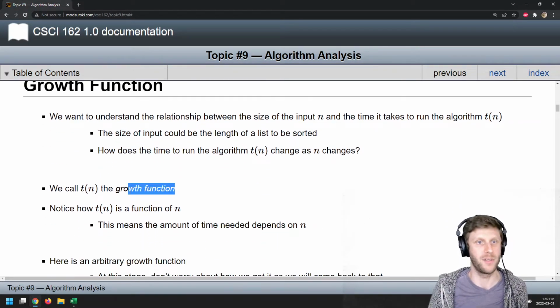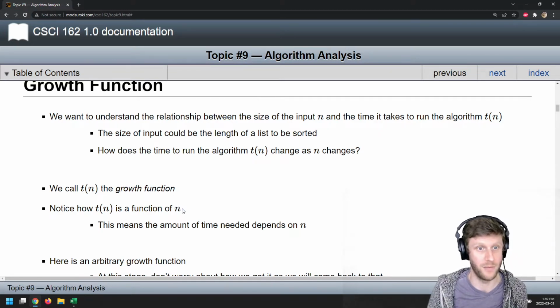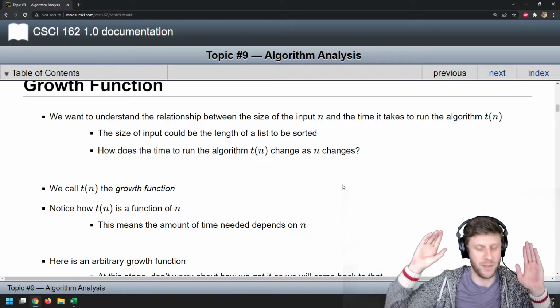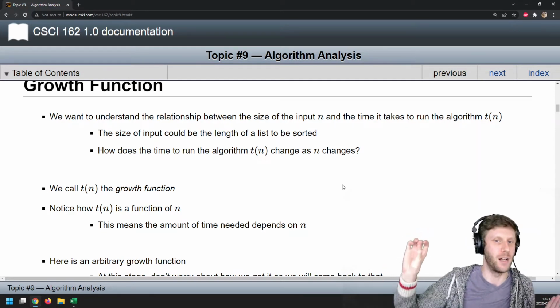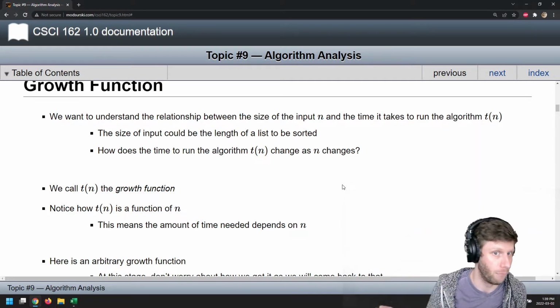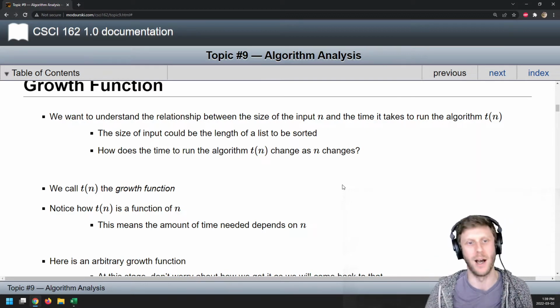So we call this the growth function. Notice how t of n is a function of n. This means the amount of time needed depends on n. Remember, these aren't absolute run times. These are how long is it going to take on some arbitrary input size of size n? And how does that change as n changes? This is the key thing I want to emphasize, because a lot of people, when they learn this the first time, kind of miss that. So I like to emphasize it a lot.